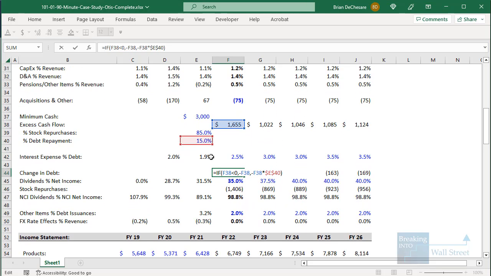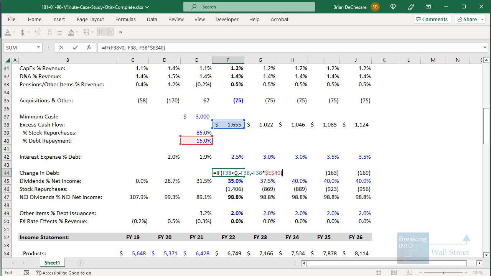How do we know that it's going to be this percentage, 85% and 15% for the stock repurchases and debt repayment? The company told us. If you look at their investor presentation, see all the documents in that tutorial, the management team literally tells us that this is what they're planning to do with their excess cash flow. And so we can get to the change in debt and the stock repurchases based on that.